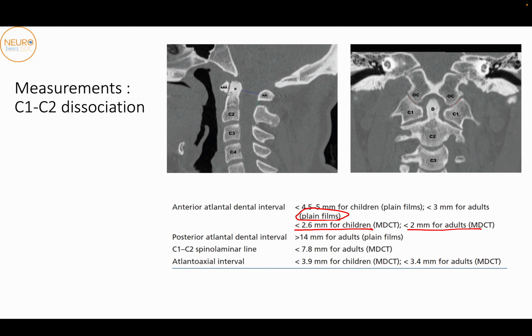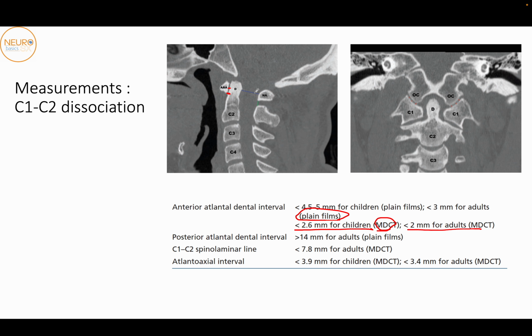And another thing is that the anterior atlantal dental interval should be measured at the lower border of C1 and not in the center. So just something new to learn here, that for CT, the values are different. Because all of these values are actually defined using X-ray images. And so now what has been found with CT and MRI is a significantly different value.